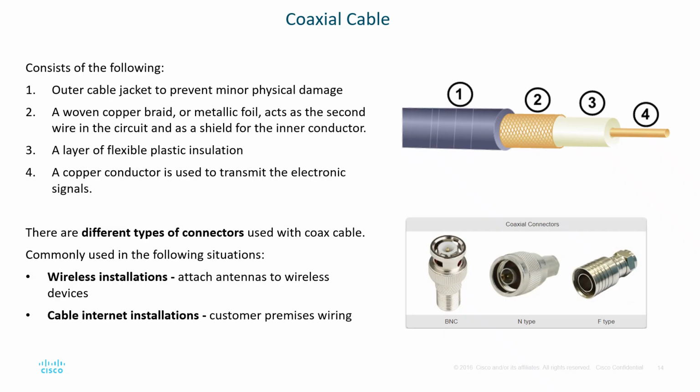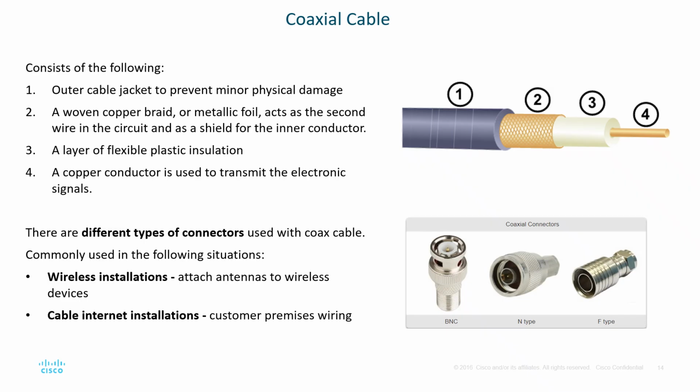Then you have your coaxial cable. It consists of an outer jacket to prevent minor physical damage, a woven copper braid or metallic foil, which is going to act as the second wire in the circuit and as a shield for the inner conductor, a layer of flexible plastic insulation, and also a copper conductor. I said it was an inductor earlier, I'm sorry, it's a conductor, used to transmit the electronic signals.